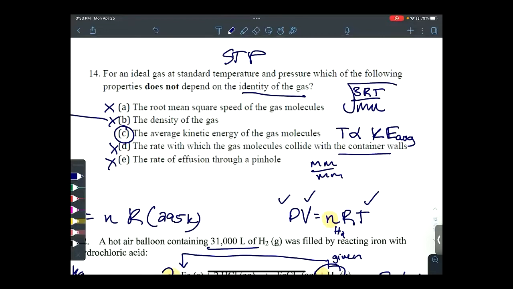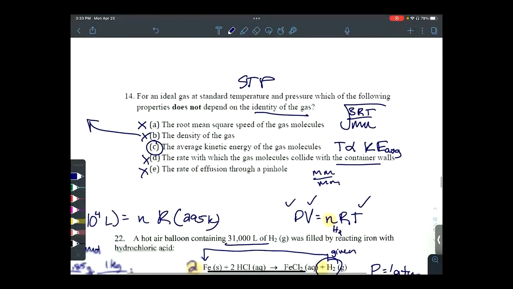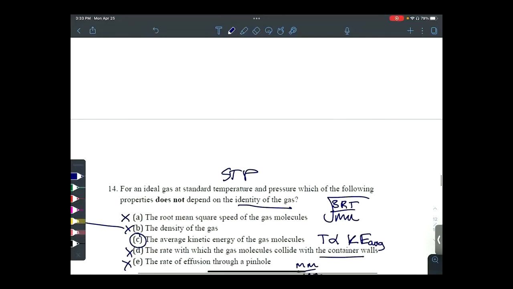Good? All right, so the fallback here is to look at your equations and interpret what that means. For me, how I interpret it is identity of a gas: if molar mass shows up in the equation, then it does depend on the identity of your gas. Looking through all of these, C, your average kinetic energy, is the only one that doesn't.